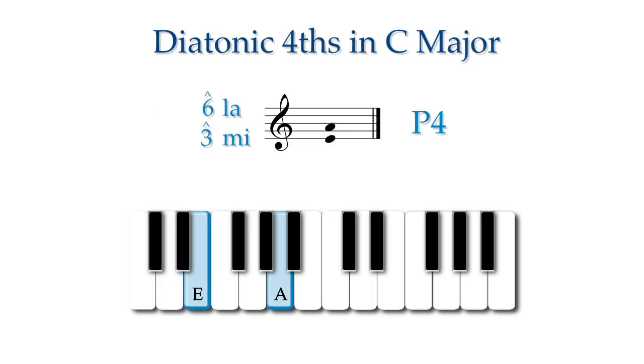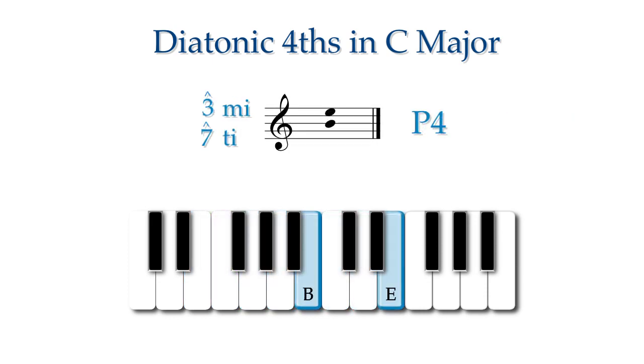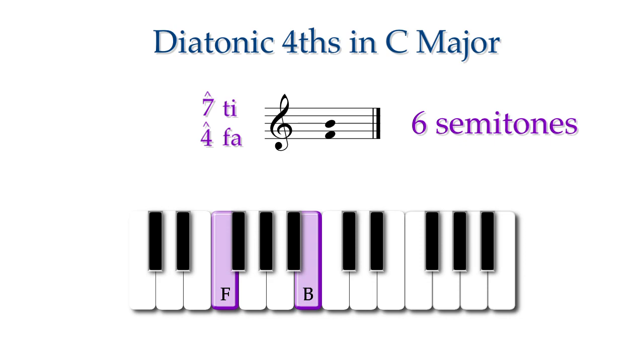Examining all of the diatonic fourths, notice that all of the fourths are perfect except for one, between fa and ti. This fourth is 6 half steps wide. Since it is larger than the perfect fourth, and there are no major or minor fourths, we say this is an augmented fourth.